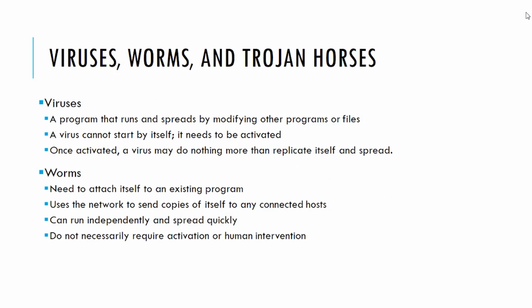Let's know the difference between viruses, worms, and Trojan horses. Viruses are programs that run and spread by modifying other programs or files. Viruses are always contained in one PC. A virus cannot start by itself. It needs to be activated. Once activated, a virus may do nothing more than replicate itself and spread, fill the hard disk, or damage some files, delete some files, or do something that is harmful to your data.